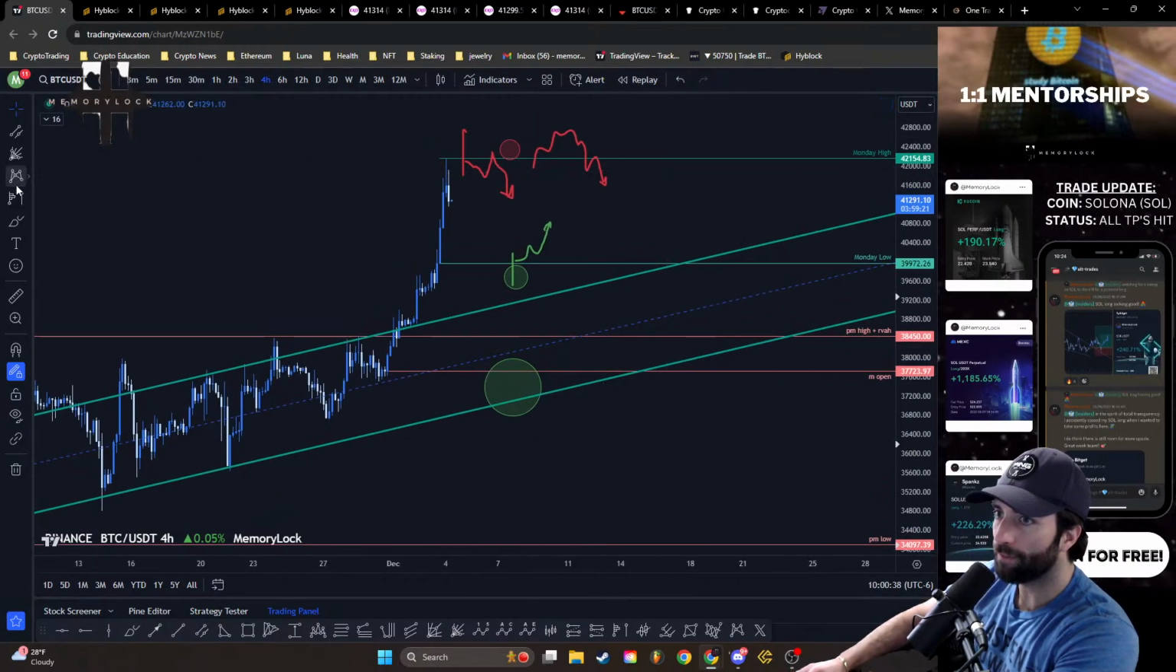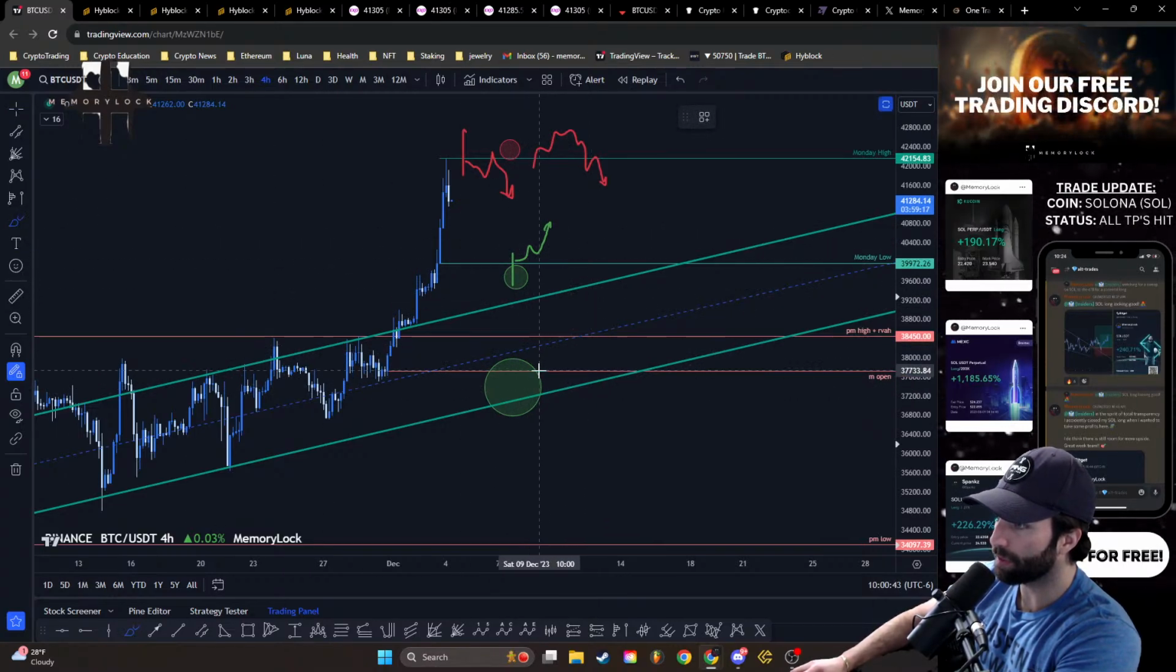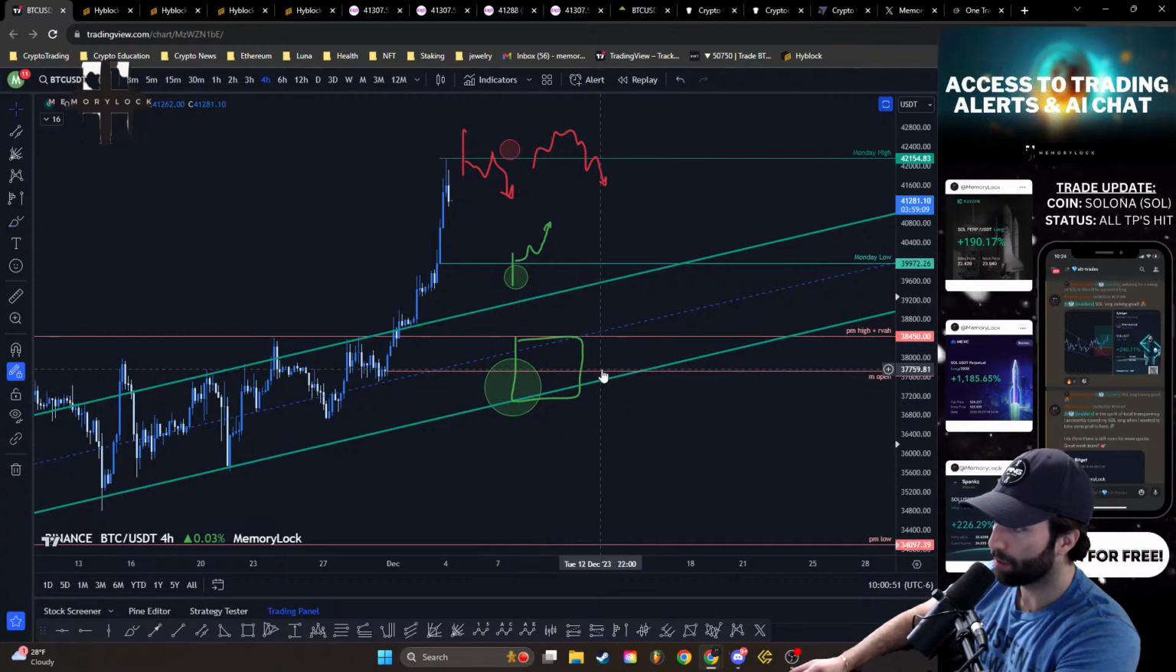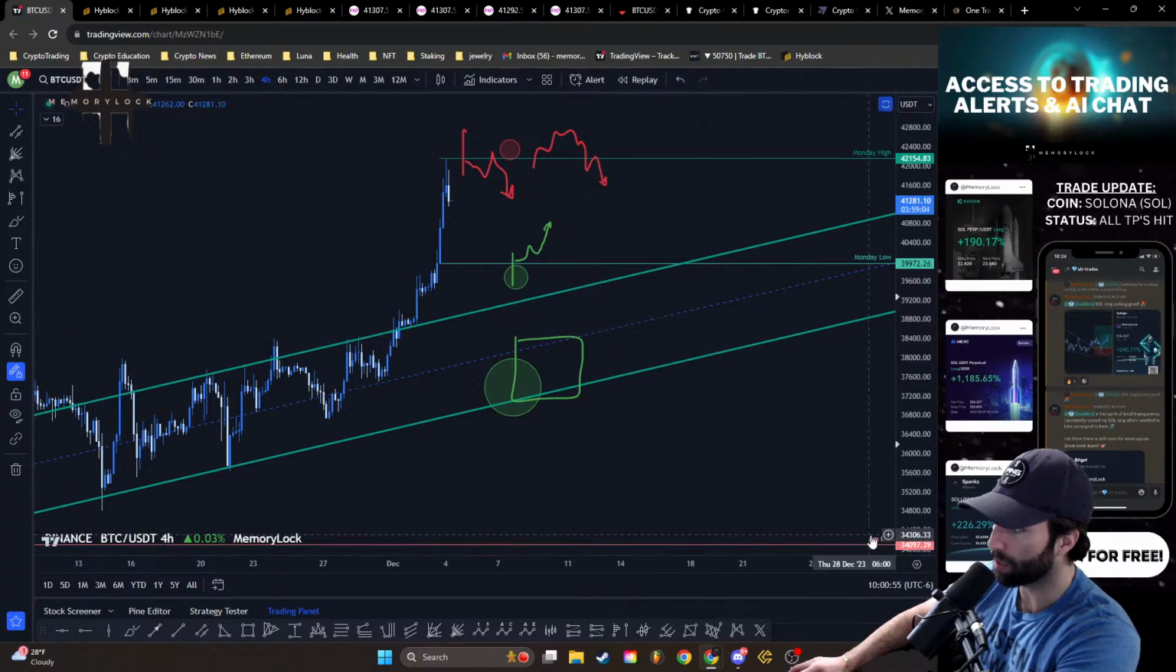Okay? If price loses this zone, I am definitely going to be looking for something to the effect of a move down back in here. So really, this area of liquidity would be a pretty key spot for me.